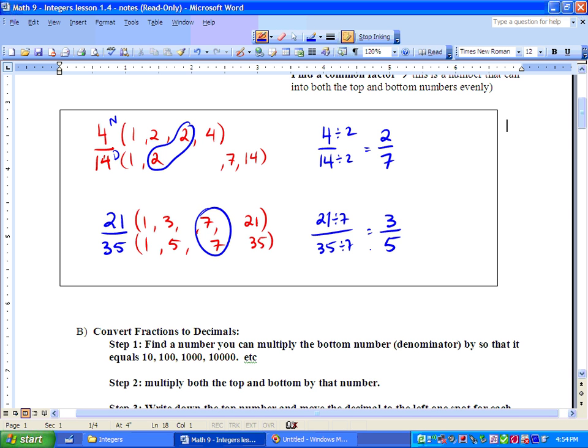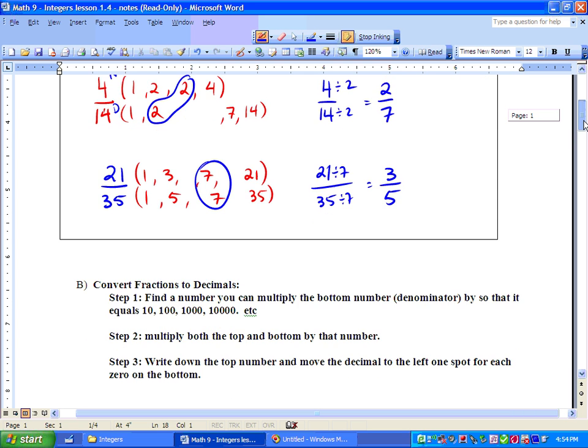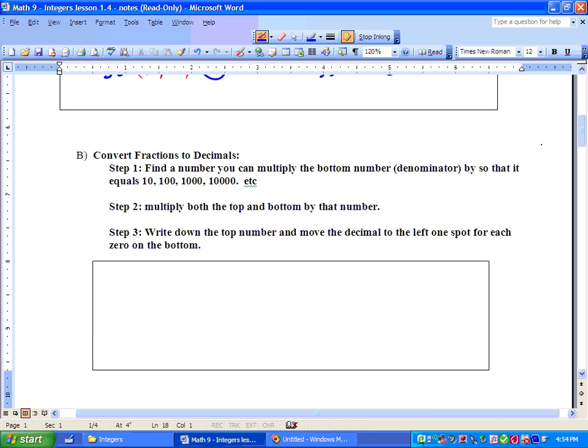You can start to do this in your head instead of finding a common factor. You can just do it right in your head. But that number has to go into both the top and bottom evenly. Next we're going to convert fractions to decimals. Now this is a little trickier. I've broken it down into steps for you.